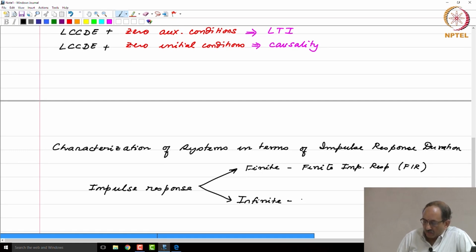If the impulse response is infinite, just paralleling what was given earlier, this is denoted as infinite impulse response and abbreviated as IIR. So, as far as discrete time systems are concerned, among the class that we are interested in, FIR and IIR systems are an important sub classification.